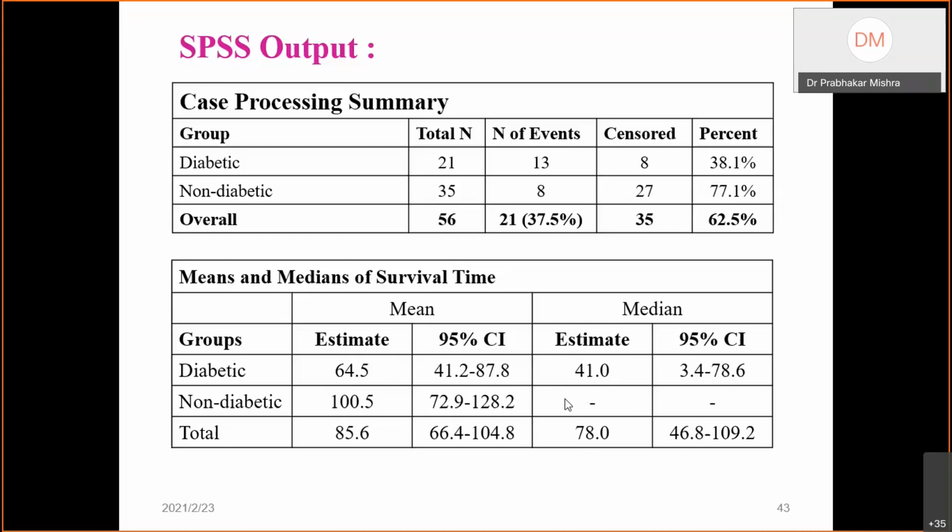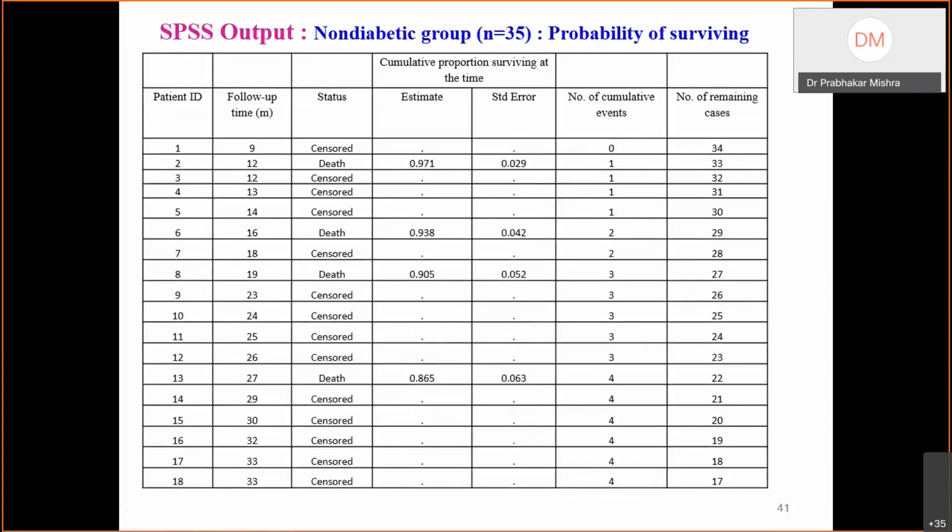Non-diabetic group median survival time is not coming. If median survival time is not coming, that is good. It means in that group, patient never cross the 50% survival time, less than 50% survival time. It means if patient survival is coming down to 50%, then only median survival time is computed. So see, this is our output, and this is the non-diabetic group.